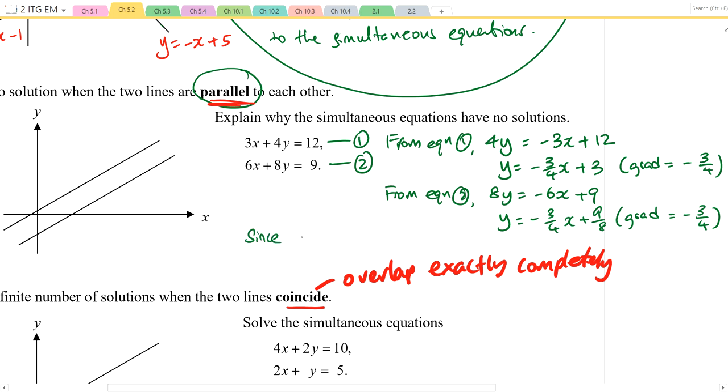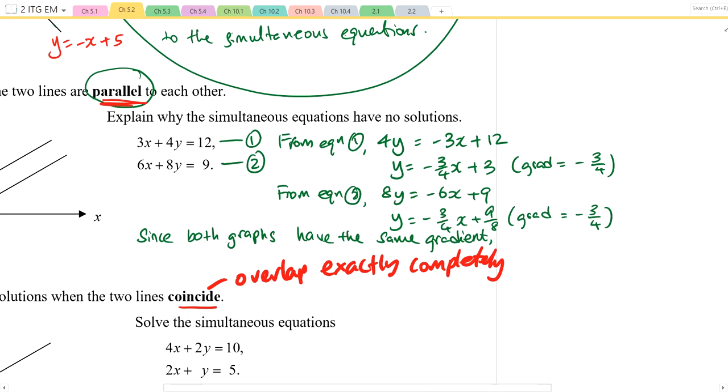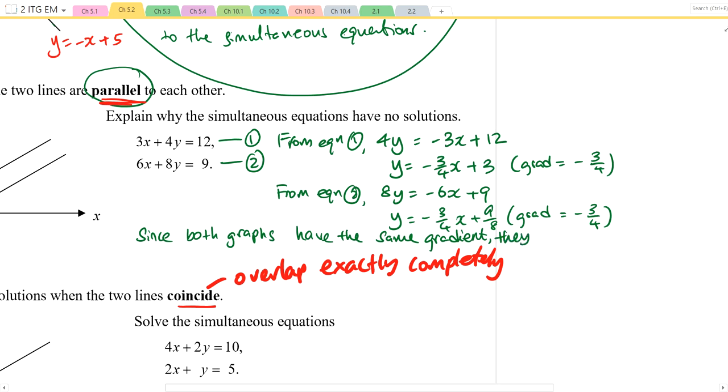Since both graphs have the same gradient, they are parallel and do not intersect. Therefore, there is no solution.